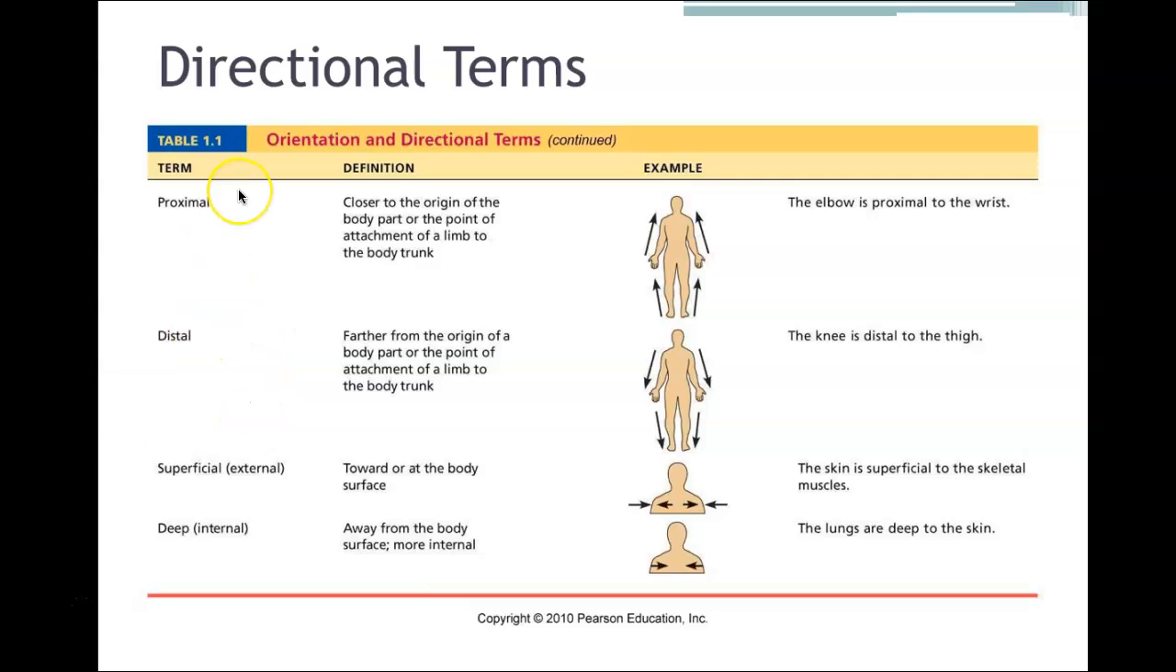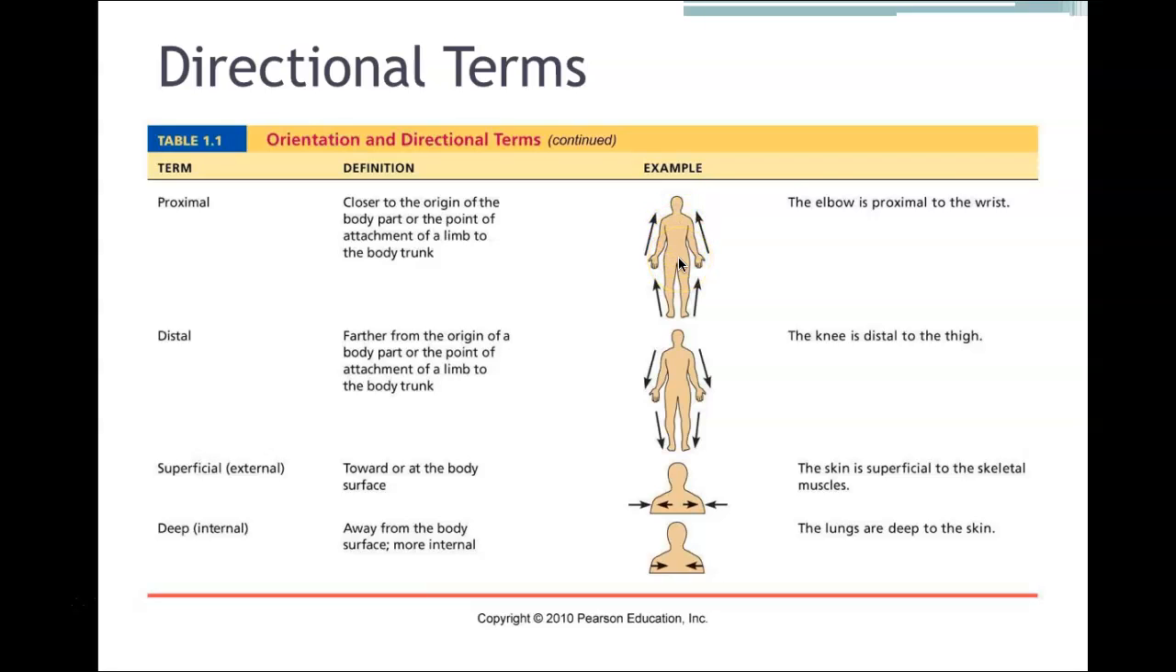Proximal and distal, these ones are a little bit confusing. So proximal is a way to describe two body parts in reference to each other. The more proximal something is, the closer it is to the body trunk. For example, so here's the body trunk. You would say the elbow is proximal to the wrist, meaning the elbow compared to the wrist is closer to the body trunk. All right.